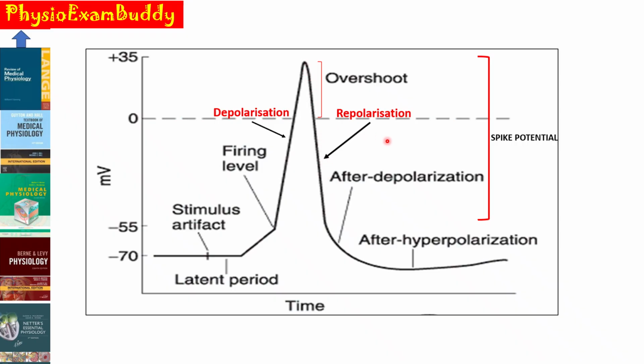is known as the repolarization. The rapid depolarization plus the rapid repolarization together form the spike potential, and at the end of the spike potential, the rate of repolarization is found to be decreased, which is known as the after depolarization. And when the potential reaches minus 70 millivolt, you can see here that the potential again goes below minus 70, and that phase is known as the after hyperpolarization phase.